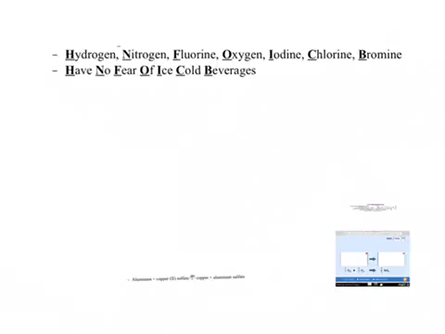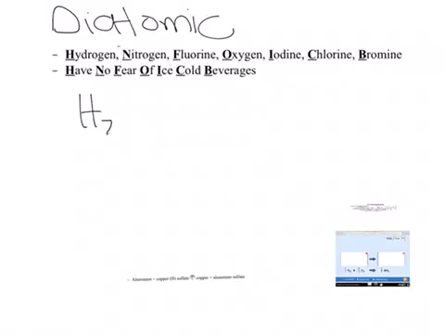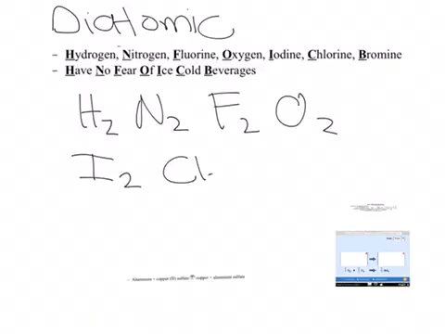The other thing you need to know before you start balancing is our diatomic elements. Those are hydrogen, nitrogen, fluorine, oxygen, iodine, chlorine, and bromine. So you can remember those with "have no fear of ice-cold beverages." H2, N2, F2, O2, I2, Cl2, Br2. So if you see a chemical reaction that says hydrogen gas is part of the reaction, you better use H2.